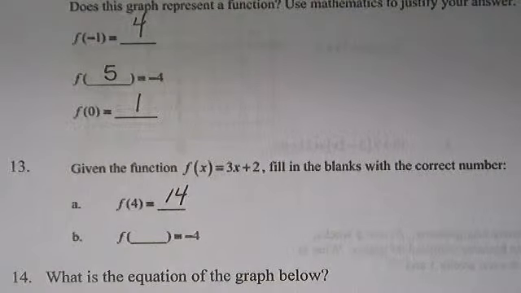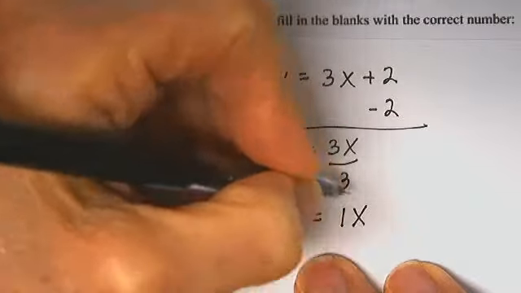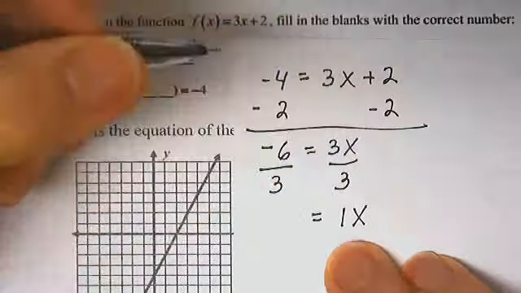-4 is equal to 3x plus 2. Subtract 2 from both sides. That gives me -6 equals 3x. I divide both sides by 3. 3 divided by 3 is 1. That gives me 1x, or just x, the way mathematicians write it. -6 divided by 3 is -2.